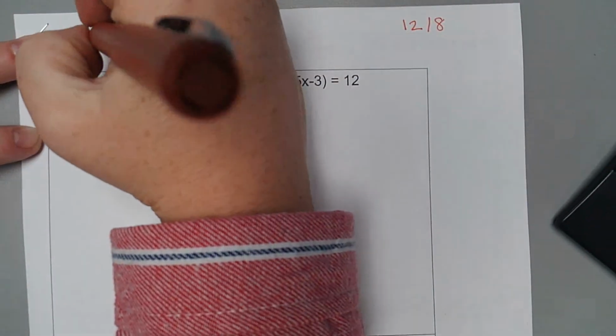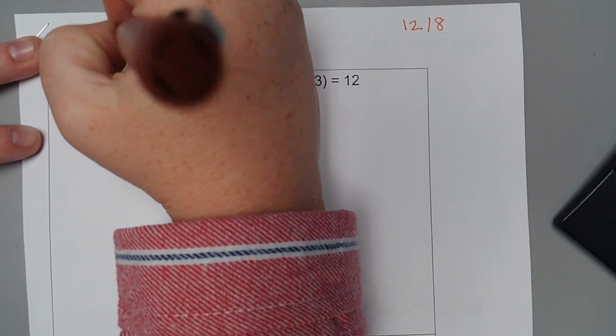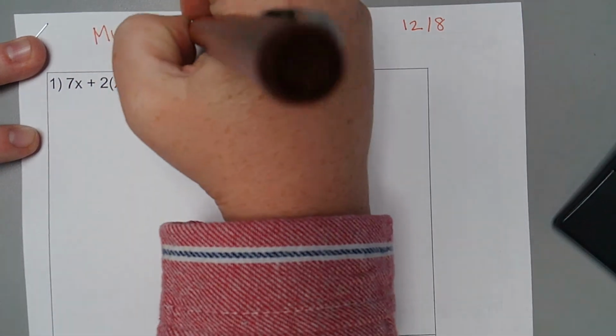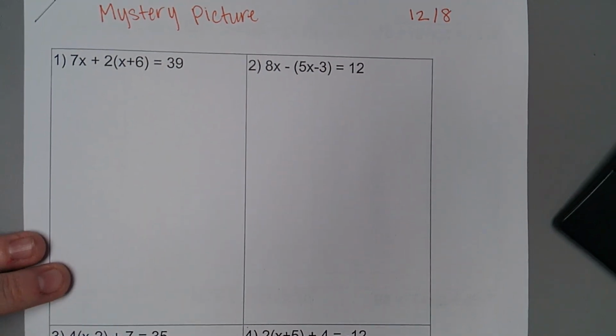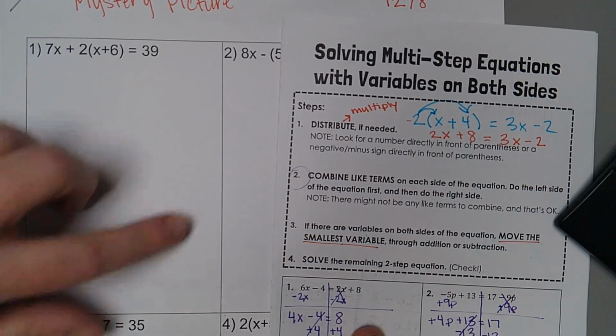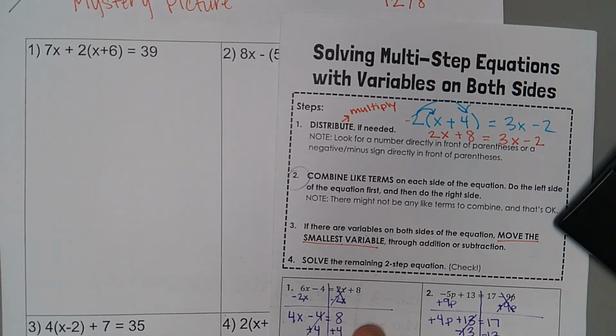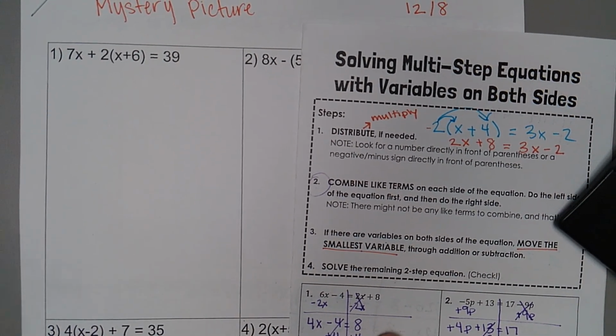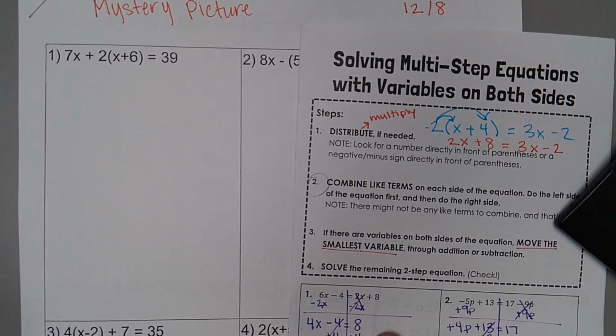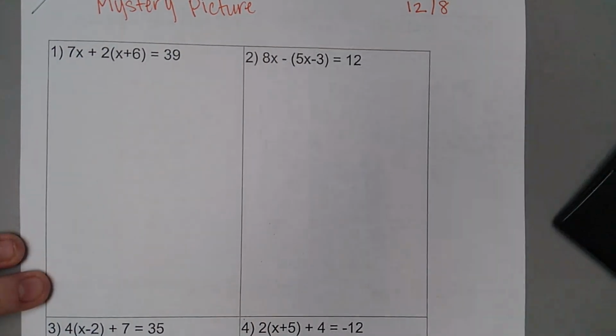If you're wanting to title it, you can title it Mystery Picture. All right. If you want to keep this out ready, you can. It tells you your steps that you need to do in order to solve each problem. If you know how to solve each of these, that is great. Make sure you show each of your steps in solving this.